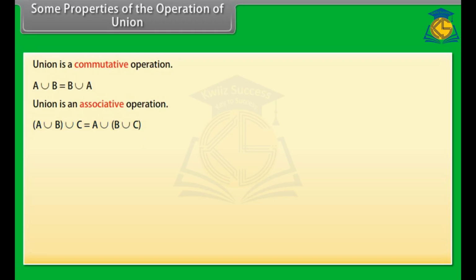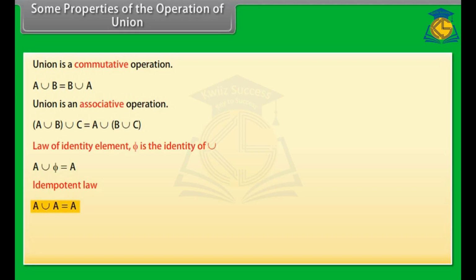Law of identity element. Phi is the identity of union. A union phi is equal to A. The idempotent law. A union A is equal to A. Law of U. U union A is equal to U.